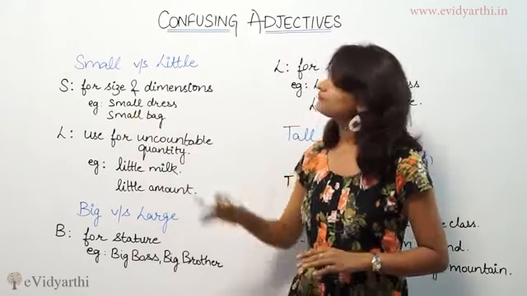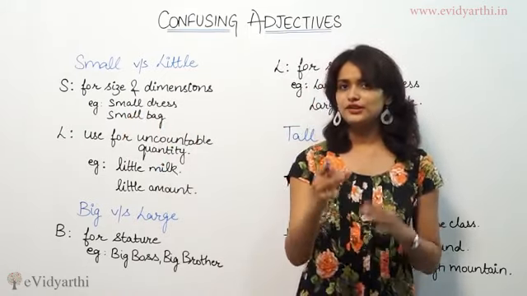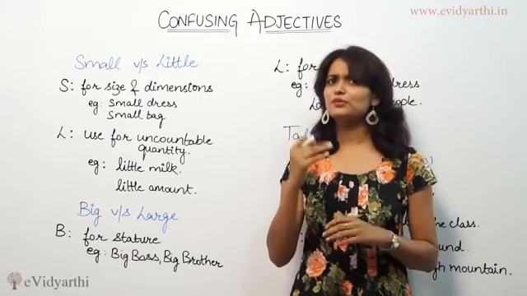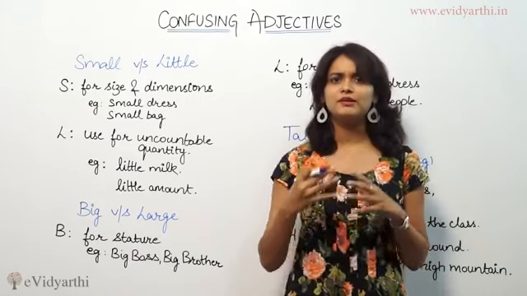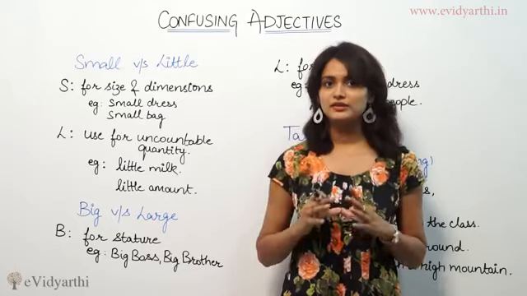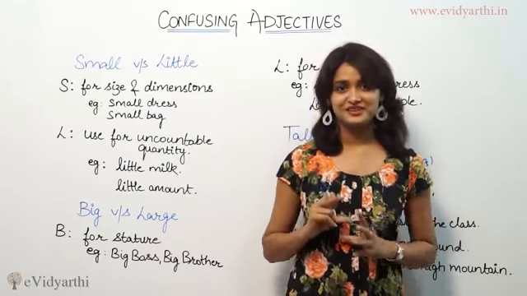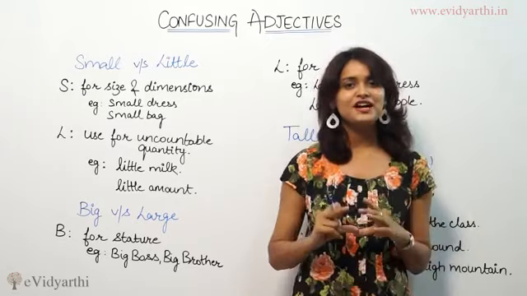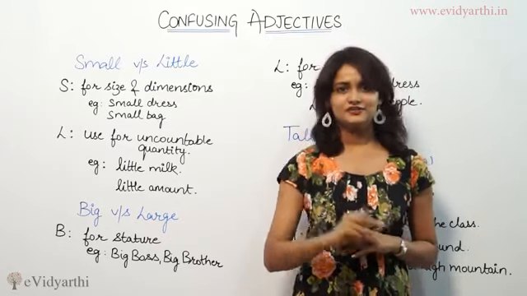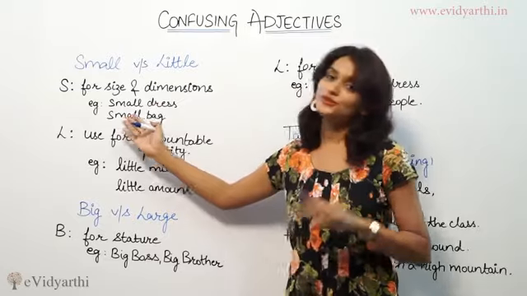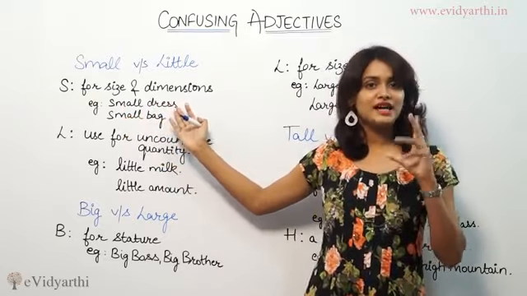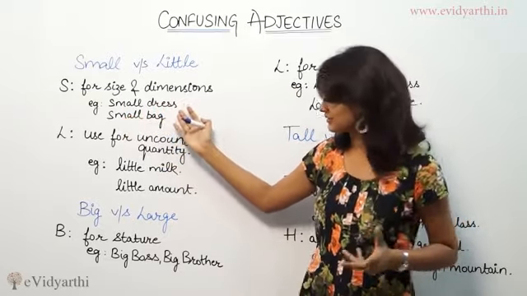Or suppose I asked you to get me a muffin, a big one, because I love muffins. So you say, I have a small one. You are telling me that you have a small muffin left in your tiffin. So here also we are talking about the size of a particular thing.